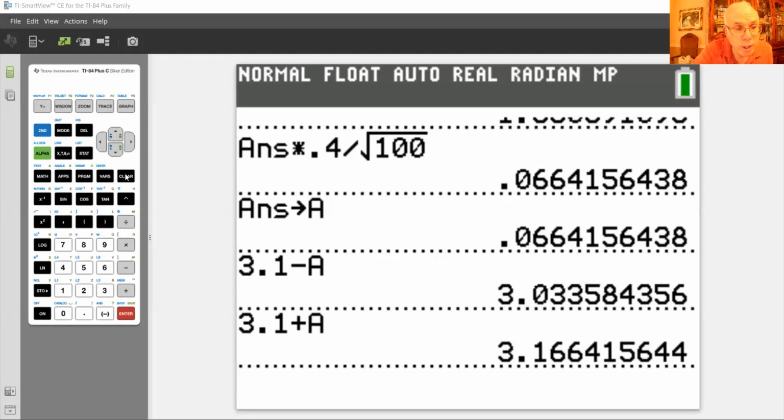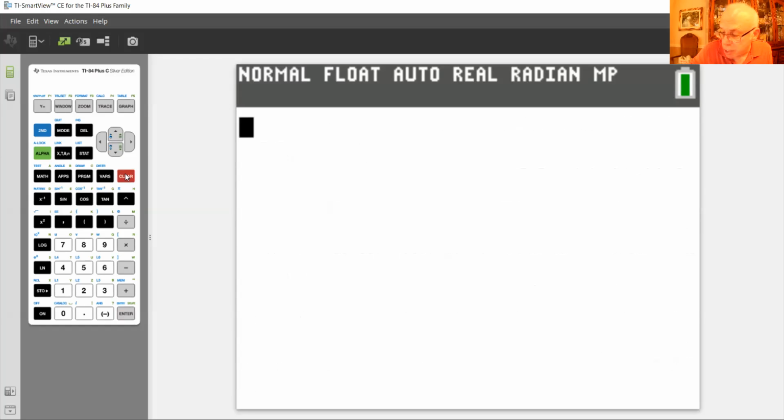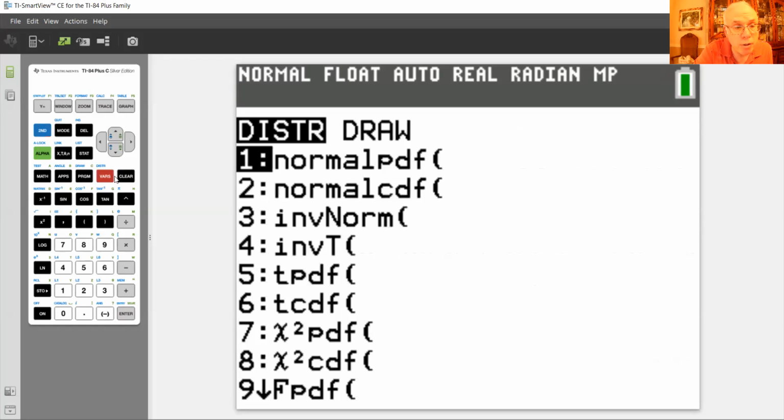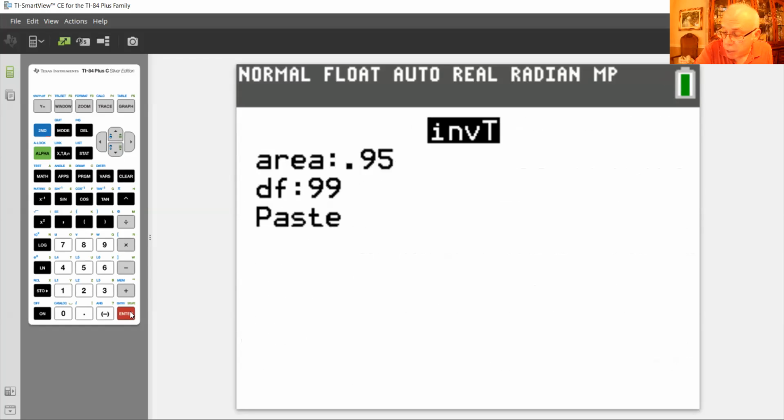Again, it's very easy and quick to do one of these. We always start with the t. In this case, again, we have to have a t instead of a z. The population standard deviation is unknown. So we go to inverse t, hit enter. And the area.